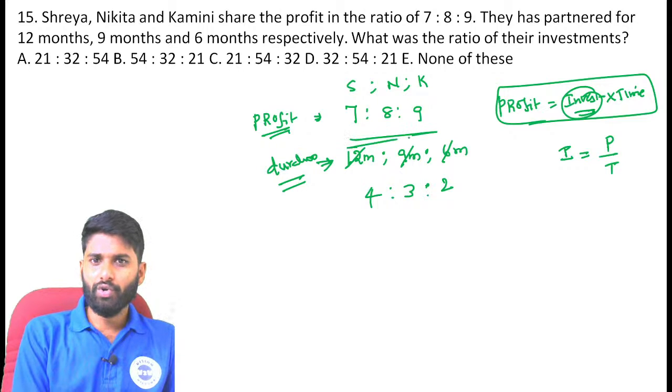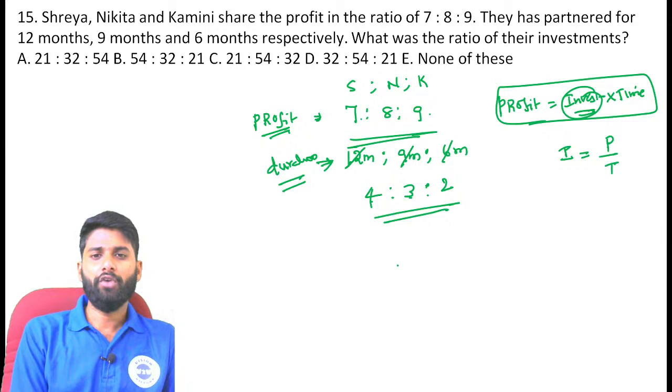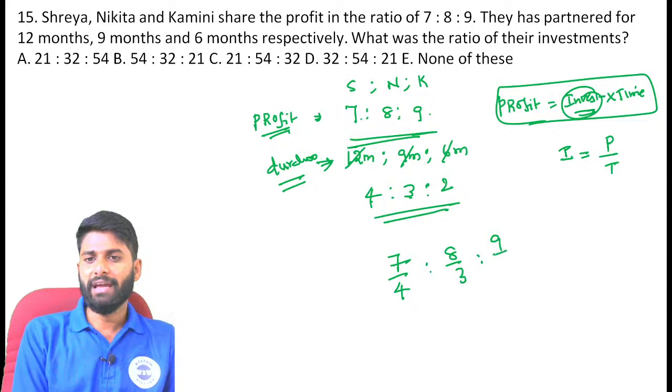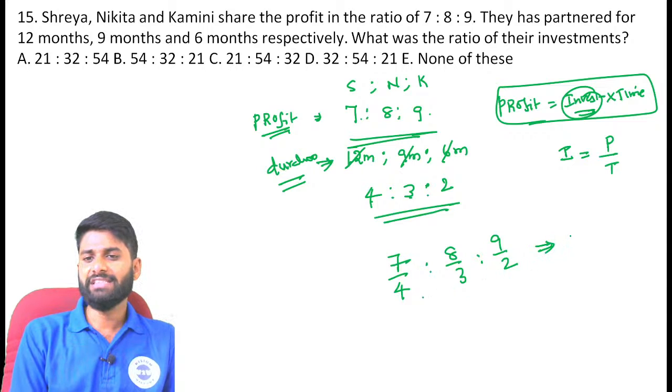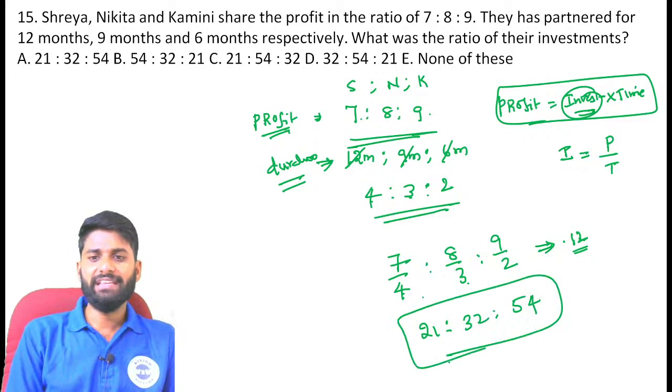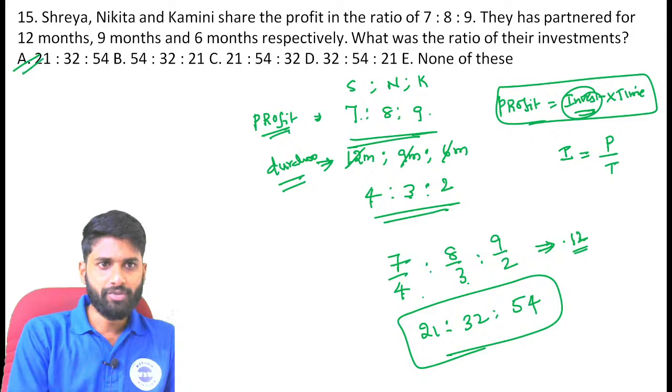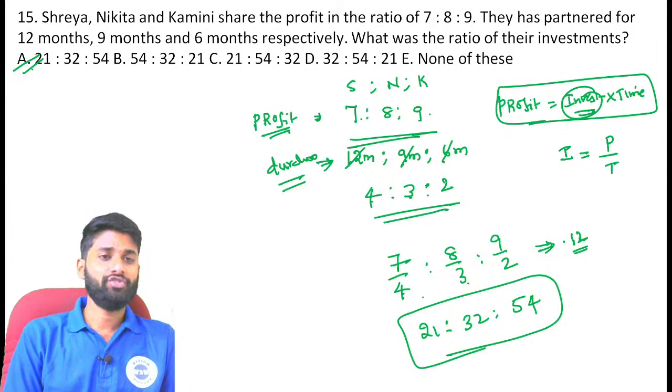So directly you know the profit ratio 7 is to 8 is to 9. You know the time duration 3 is to 4. Now if you want investment, it means 7 by 4 is to 8 by 3 is to 9 by 2. Now see, take the LCM, guys. For 4, 3, 2, the LCM becomes exactly 12. Now 4 becomes 12, 3 times 7 is 21. 3 becomes 4, 8 fours are 32. And 2 becomes 6, 6 nines are 54. The ratio becomes 21 is to 32 is to 54.